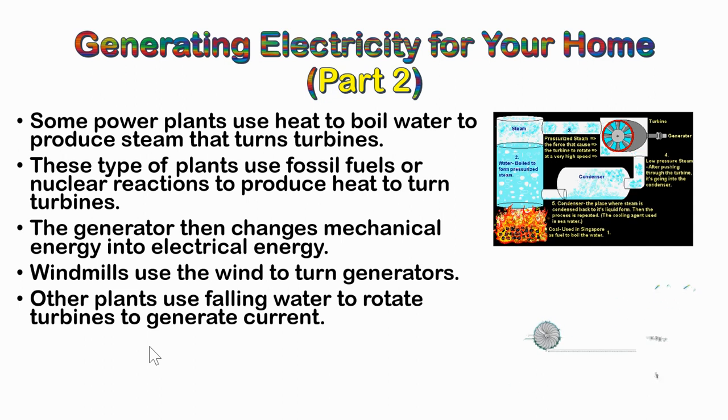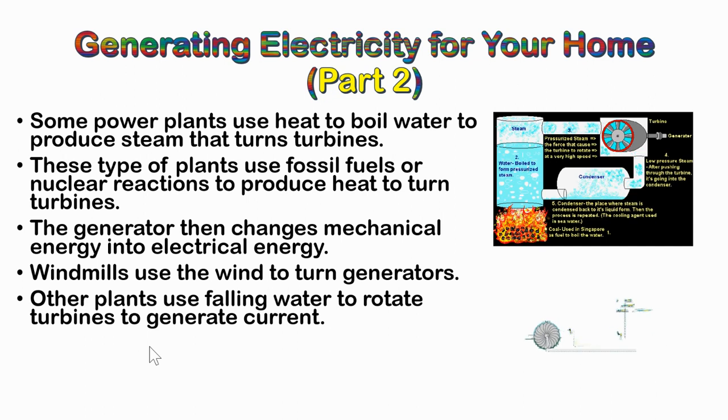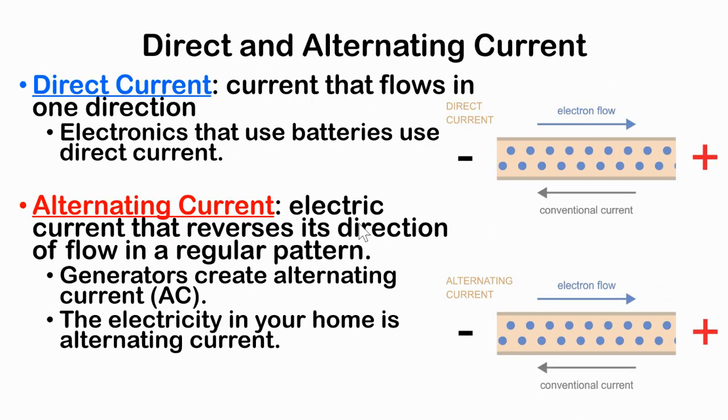Other plants use falling water to rotate turbines to generate current. So if you have a waterfall or you built a dam, and you're allowing a waterfall to happen, you're letting gravity spin the fan blades, and then it produces the rotation that allows the magnets to spin past the electromagnetic coils. Yeah, this bottom GIF right here, it's totally not working. I'm not sure why, but don't allow that one to confuse you.